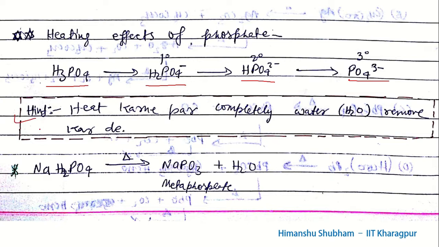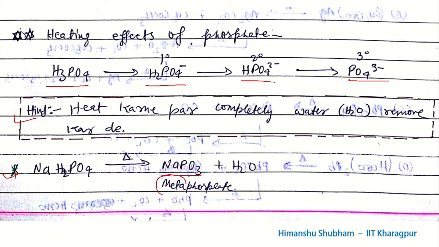Now here is the hint of what compound we should get on heating a particular phosphate. The hint is that we have to completely remove the H2O molecule from the phosphate compound that we have to heat. For example, here we have to heat NaH2PO4. So we'll remove H2O from this compound. If you subtract H2O from this compound, then we get NaPO3, and this compound is called metaphosphate.